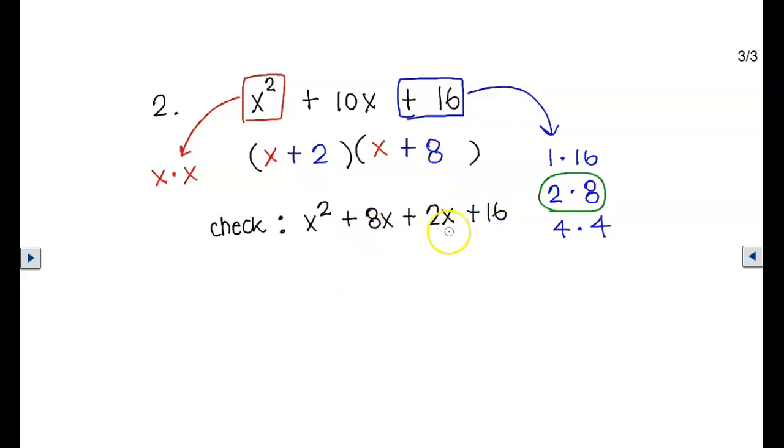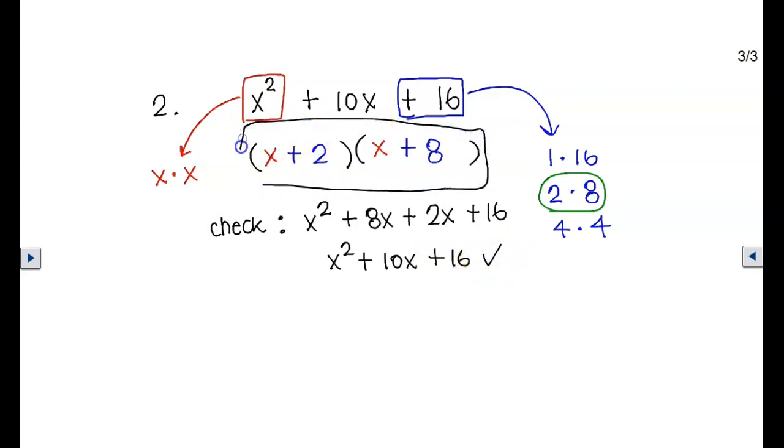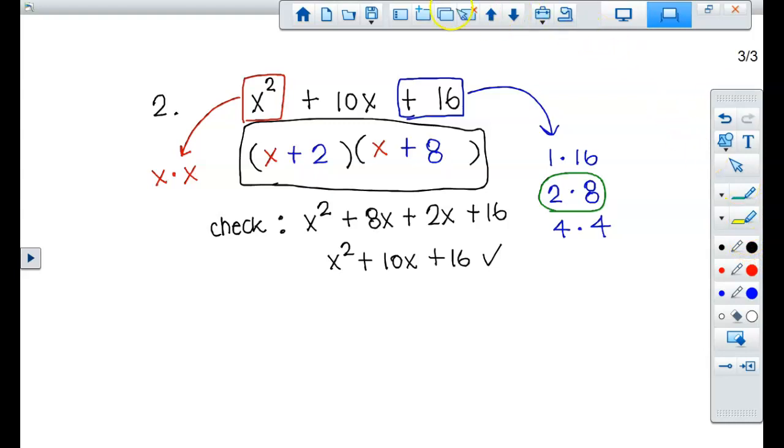Combine your like terms in the middle, 8x plus 2x, and you get x squared plus 10x plus 16, which is correct. So that means that this is my final answer. My guess was correct, and that is the multiplication problem that I should use.